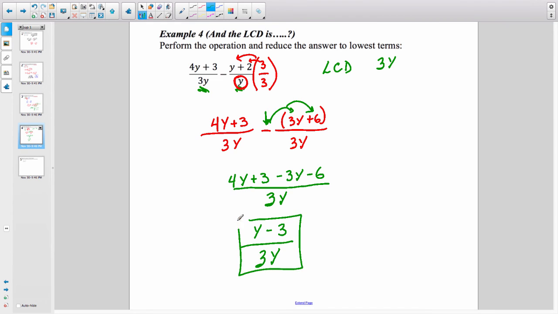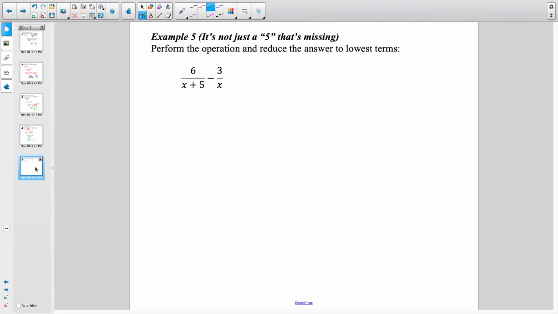This is your final answer. And please, you cannot cancel this 3. You cannot cancel these y's. It's a binomial on top. The only way you can cancel is if you can cancel equally amongst both terms, which we cannot. So that's your final answer. And the last one.